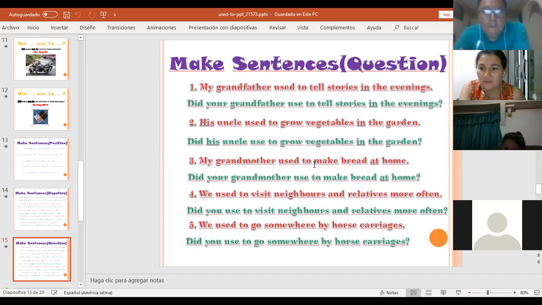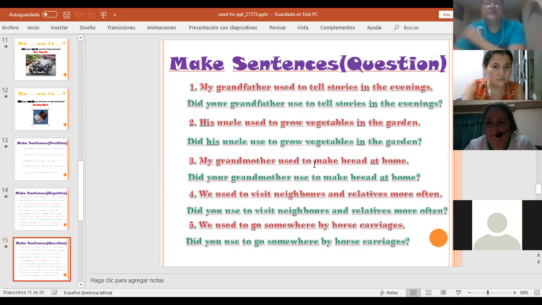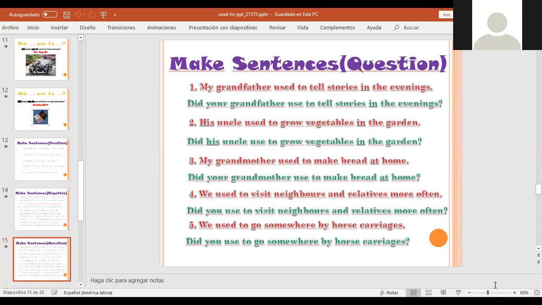Can you read question number one? Ricardo Diaz: Did your grandfather used to tell stories in the evening? Excellent. Lisi, number two? Did his uncle used to grow vegetable in the garden? Excellent. Alex Aguilera, number three? Did your grandmother used to make bread at home? Very good.